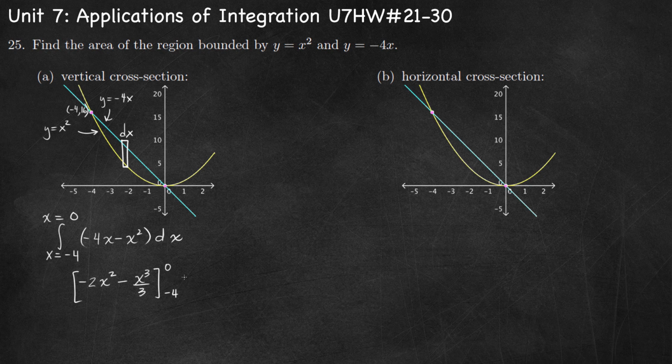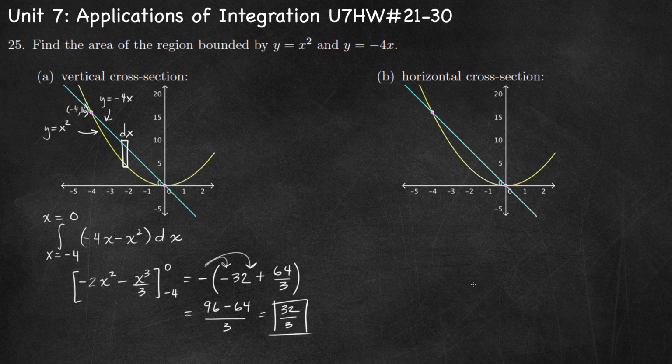When I sub in the 0, I get 0. Minus, and then I sub in -4. -4 squared is 16 times -2 is -32. Minus -4 cubed is -64, so I have a double negative, so 64 over 3. And we can distribute this negative here. So really I have, and let's make everything out of 3, 32 times 3 is 96. So I have a positive 96 and then minus 64. And that's going to give me 32 over 3.